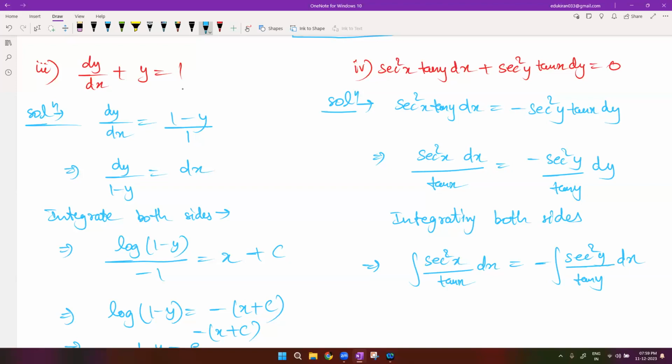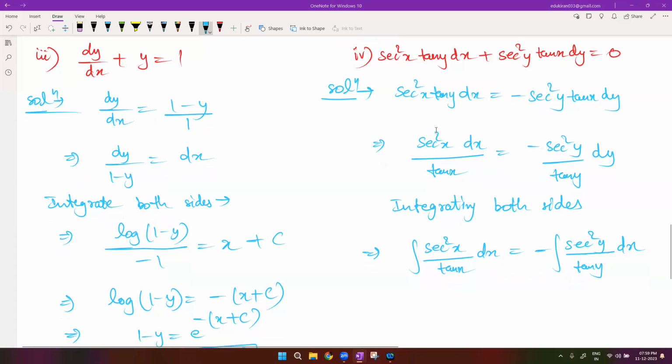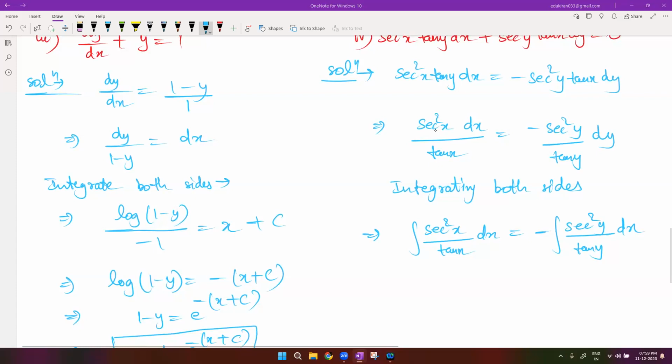Chavez or Tharif? Hanji, how did you solve it? Can we do substitution? Yes, definitely. And what should be the substitution here? Like for the left hand side? Not sec square x, tan x. So take tan x as t.